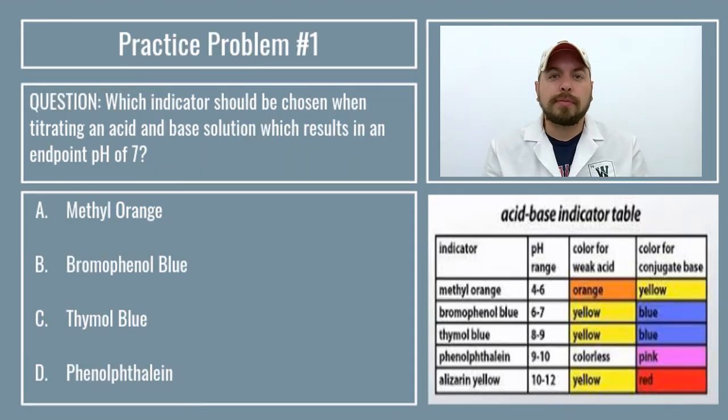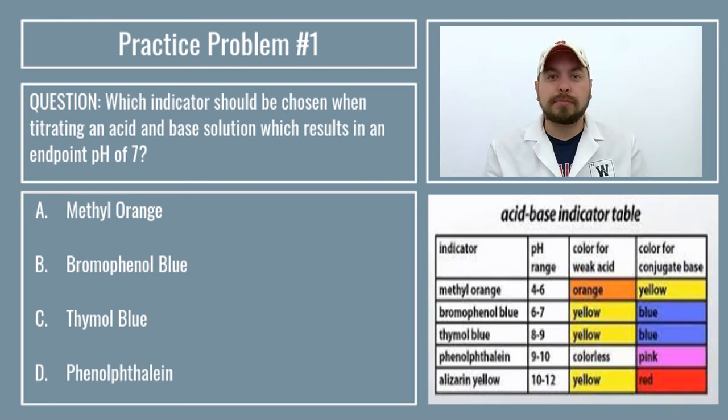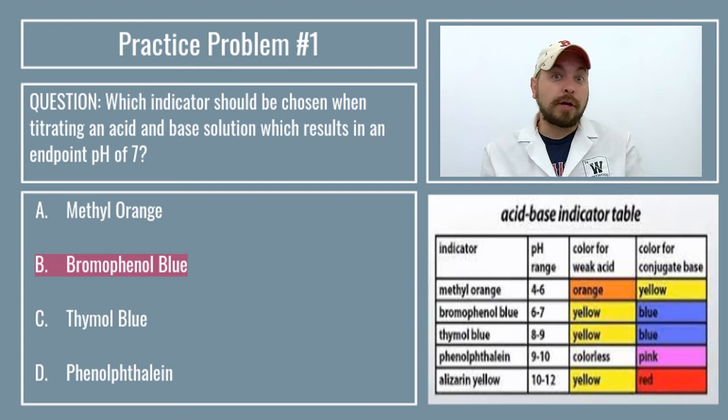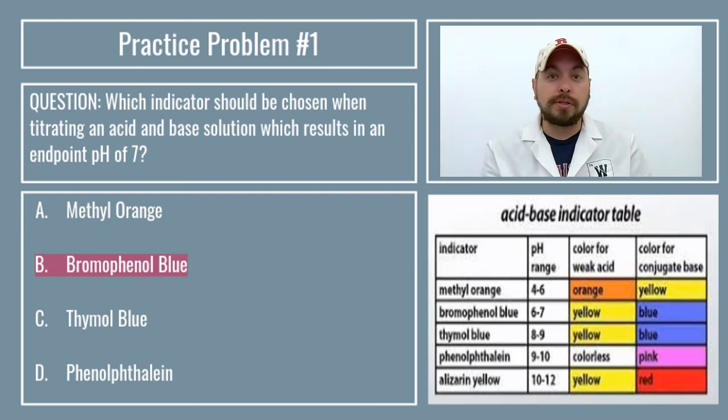All right, how about this one? If I want to end the titration at a neutral pH, 7, which of these would be the best indicator to use? What do you think? Did you say bromophenol blue? If you did, you're right. The reason is that the color change of that indicator is between 6 and 7. And remember, we want an indicator that changes color within 1 pH unit of where we want to end the titration. In this case, bromophenol blue would do that just perfectly.